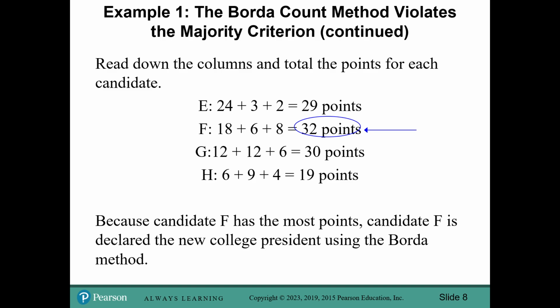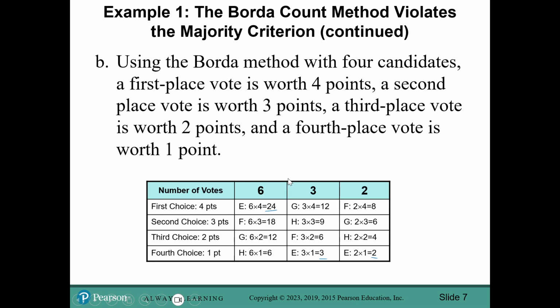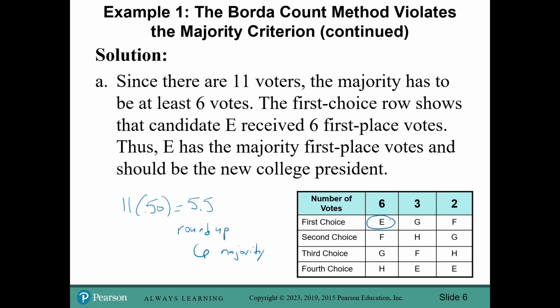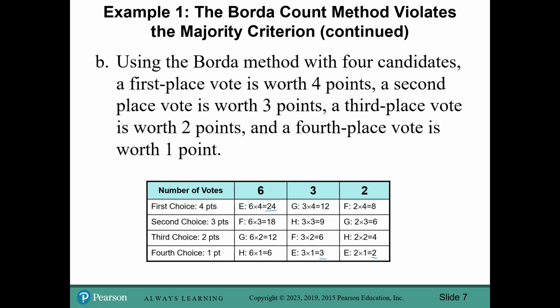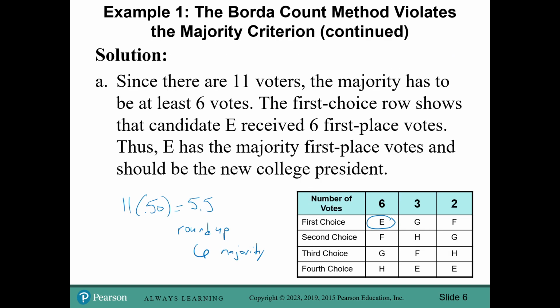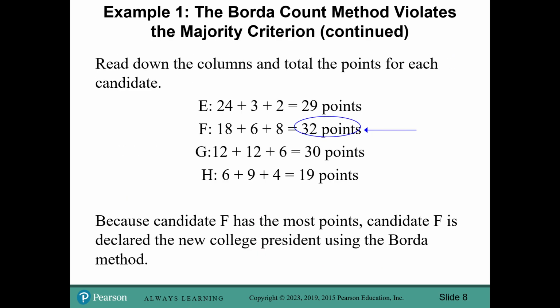But remember, for this to be fair, it needs to pass the majority criterion. And in this case, it doesn't. Okay, it does not pass the majority criterion, because the majority criterion would say that the person we found in part A, which is E, should be the new college president, but the Borda count method directly violates this because it nominates candidate F.